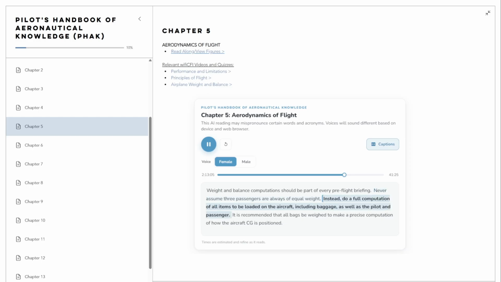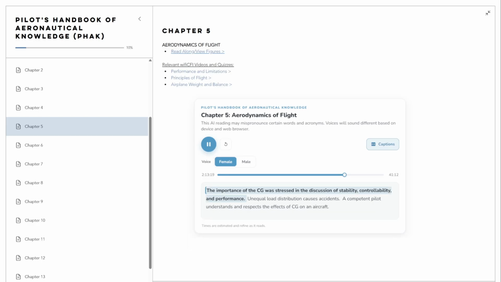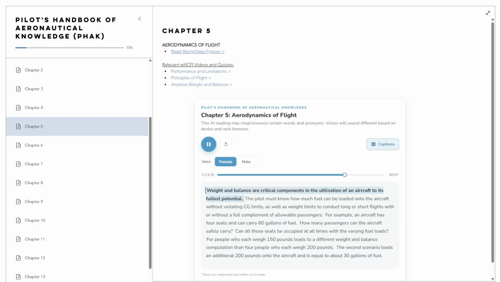Instead, do a full computation of all items to be loaded on the aircraft, including baggage, as well as the pilot and passengers. It is recommended that all bags be weighed to make a precise computation of how the aircraft CG is positioned. The importance of the CG was stressed in the discussion of stability, controllability, and performance. Unequal load distribution causes accidents. A competent pilot understands and respects the effects of CG on an aircraft. Weight and balance are critical components in the utilization of an aircraft to its fullest potential.